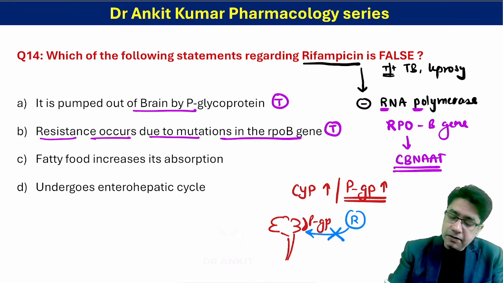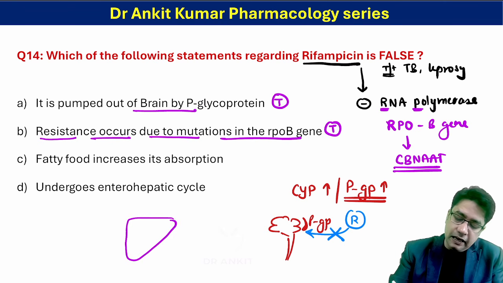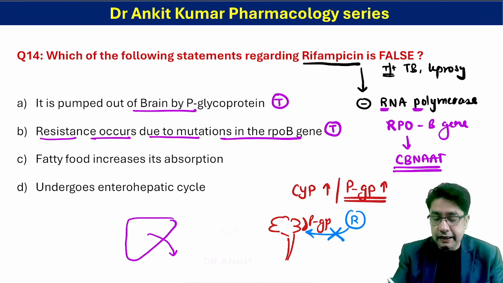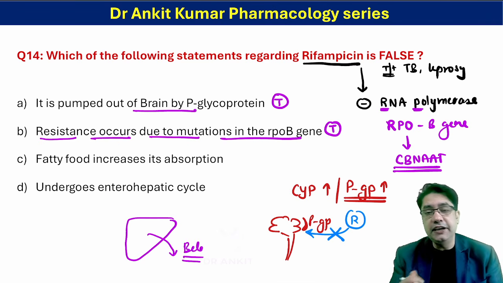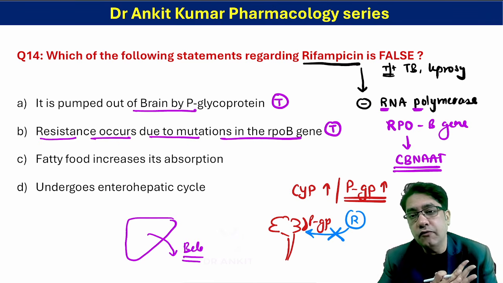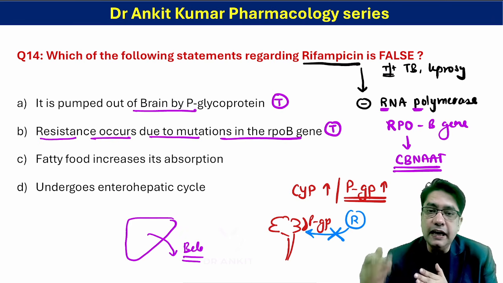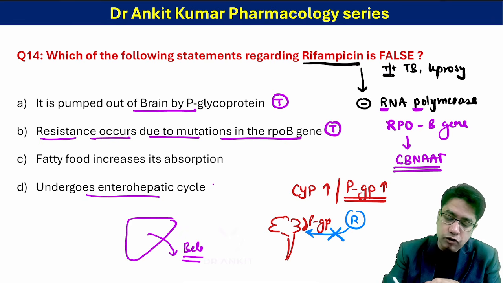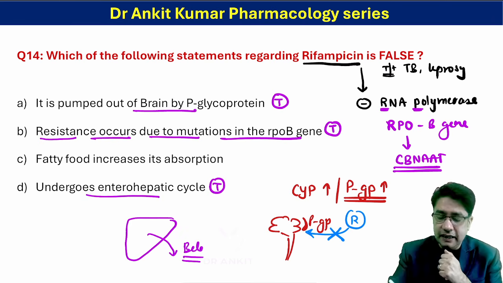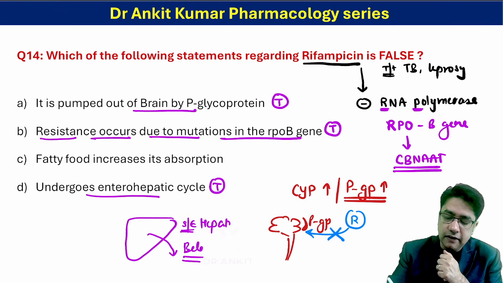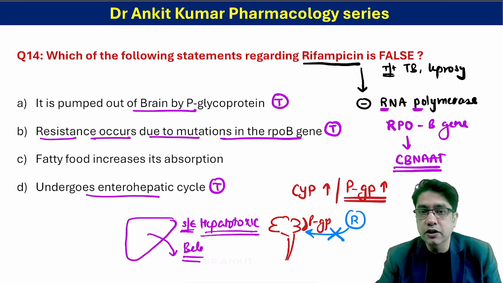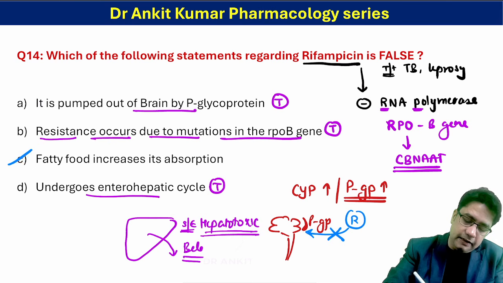Now, rifampicin, remember, is excreted by the liver in bile. And when it is excreted in bile, it again gets reabsorbed from the intestine. It undergoes enterohepatic reabsorption. That is why the main side effect of rifampicin, since it is excreted through the liver, is hepatotoxicity. So now the only false statement is C.